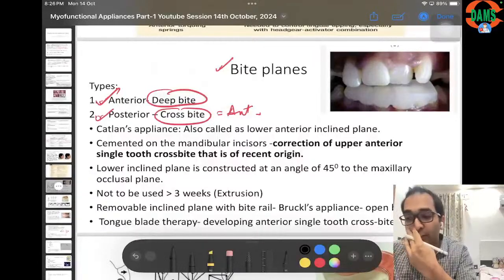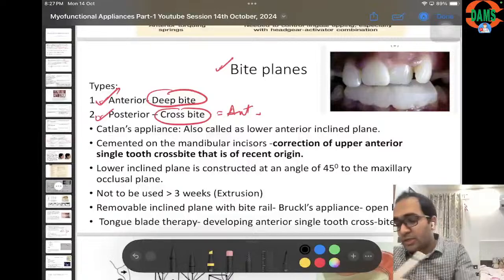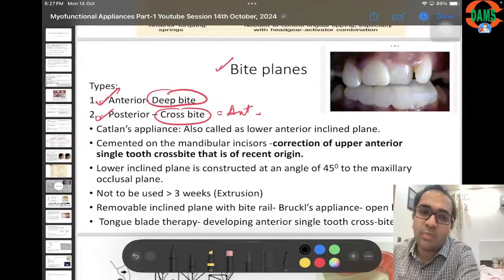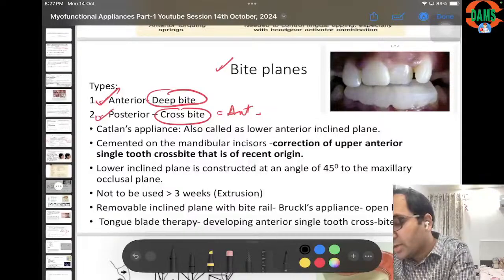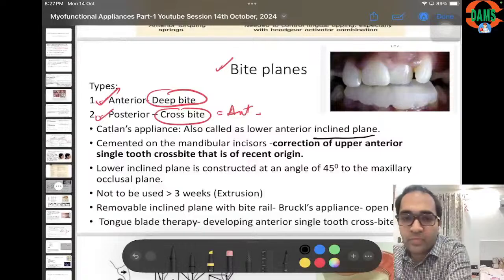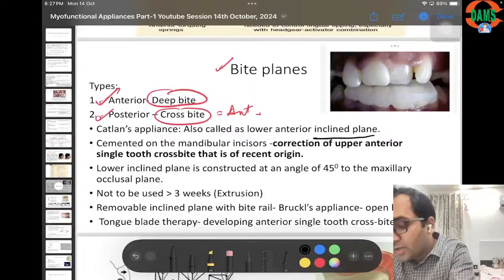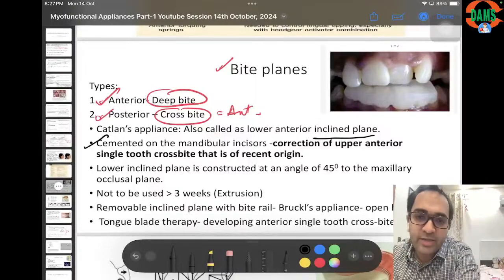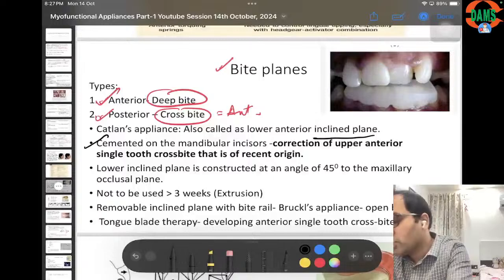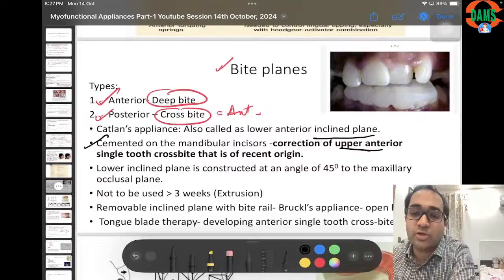Okay, now we're going to discuss a few modifications of these bite planes, beginning with the first, that is the Catlan's appliance. Okay, ये एंटीरियर और पोस्टीरियर बाइट प्लेन हमने दिया था अपर आर्च में. सो व्हाट इज अ कैट लेंस अप्लाइंस? सेम चीज अगर लोअर एंटीरियर इंक्लाइंड प्लेन दी दिया जाए, दैट इज ऑन द लोअर एंटीरियर टीथ. ओके, सो फर्स्ट इट इज सीमेंटेड ऑन द मैंडिबुलर इंसाइजर्स. यूज क्या है? इट इज यूज्ड फॉर द करेक्शन ऑफ अपर एंटीरियर सिंगल टूथ क्रॉस बाइट दैट इज ऑफ recent origin. Each and every word of this highlighted line is very very important.